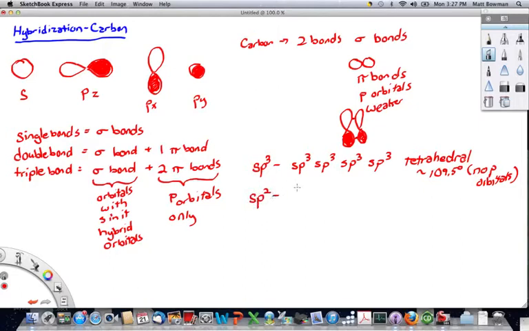You also have sp2 hybridized. Because you form a hybrid orbital, actually three sp2 orbitals, you form a hybrid orbital between an s and two of the p's, and you generate three sp2 orbitals, and you leave one p orbital untouched. This has a tendency to be trigonal planar. Bond angle, typically 120 degrees.